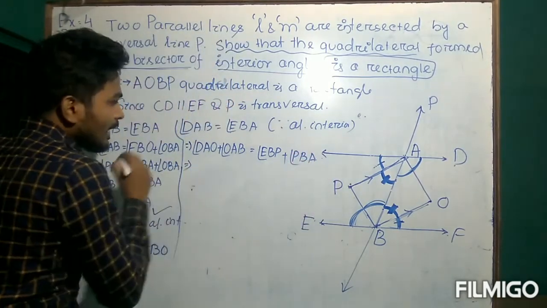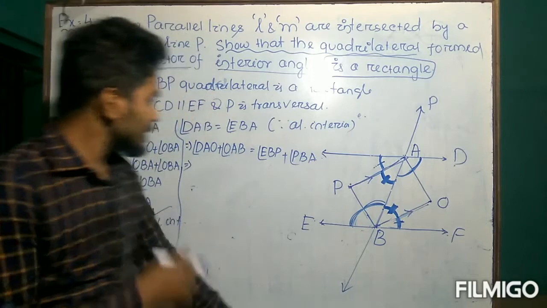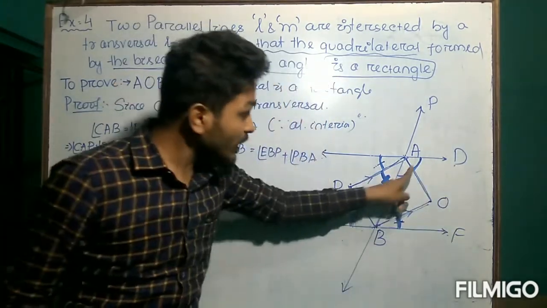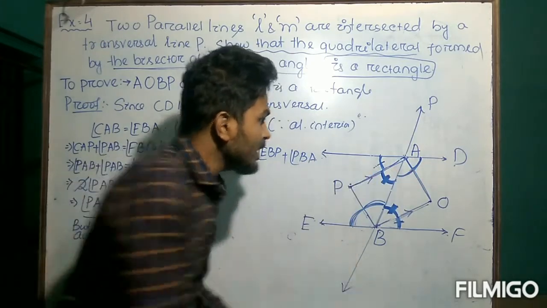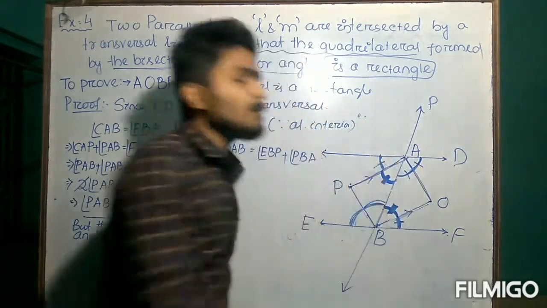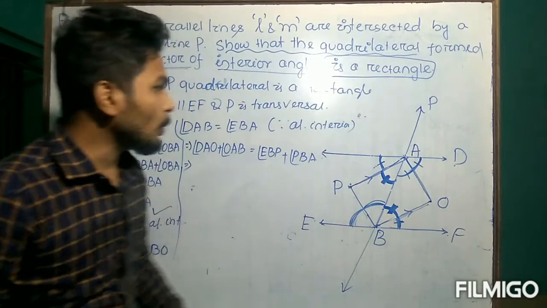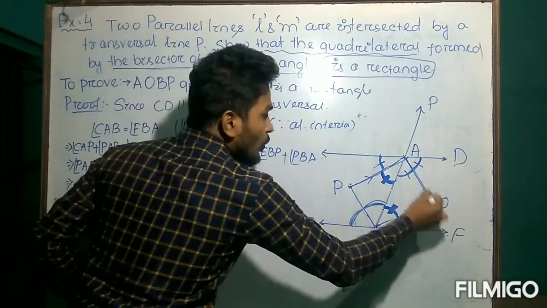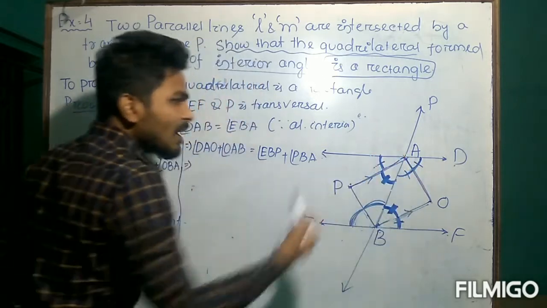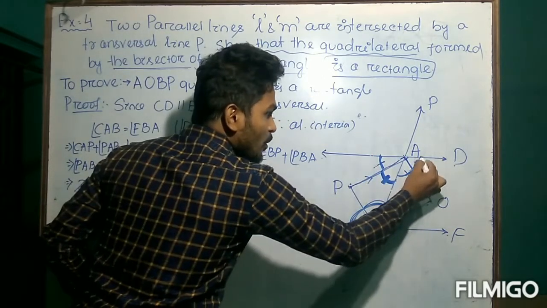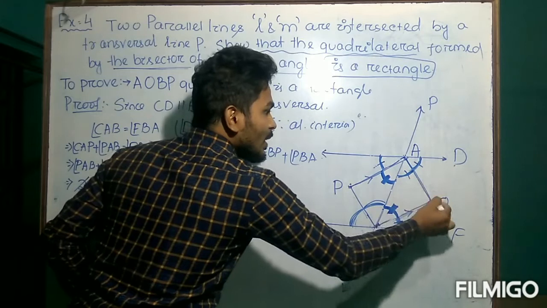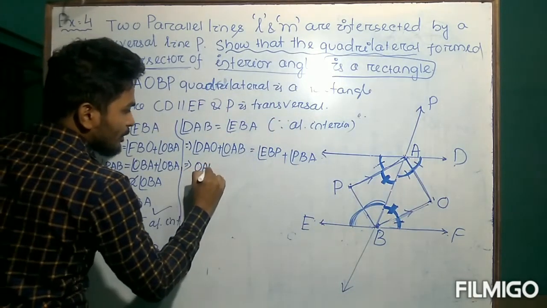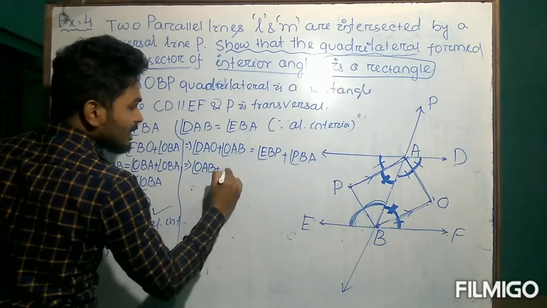Okay, right? Next, since AO is the angle bisector for the angle DAB, this angle is equal to this angle. So in the place of DAO, we can substitute OAB because these two angles are halves. In the place of DAO, you can substitute OAB. There is another OAB.